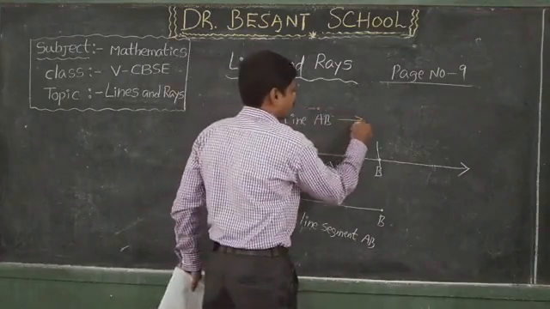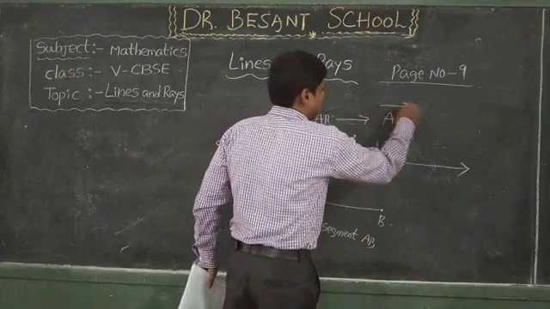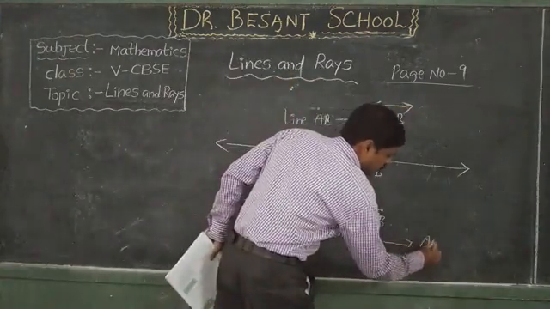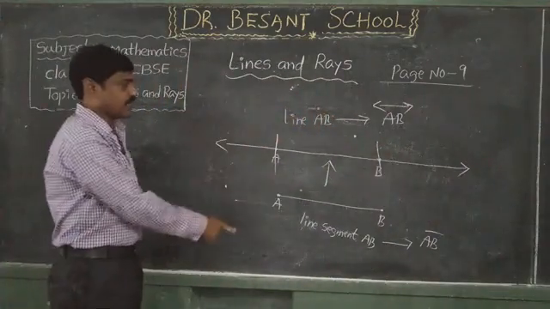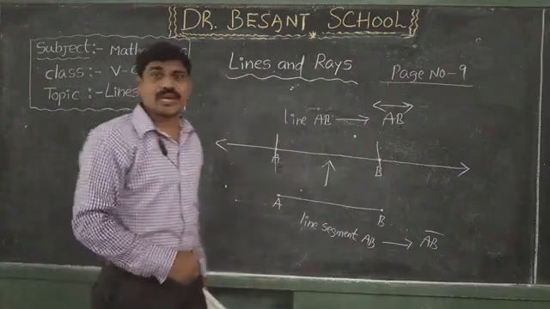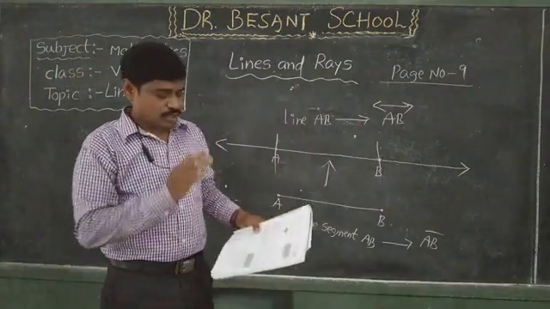So line AB means what? Mathematically, how do we approach line segment AB? AB bar. This is the relation from a line to a line segment. This relation is explained on page number 9. Understood or not? Now continue.